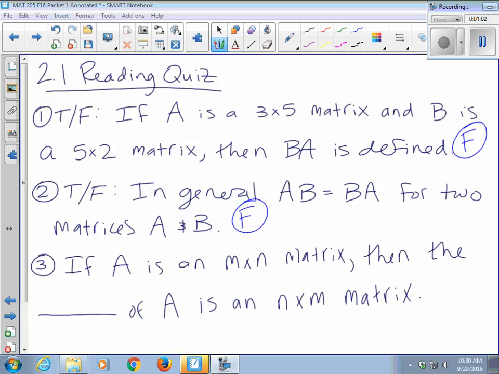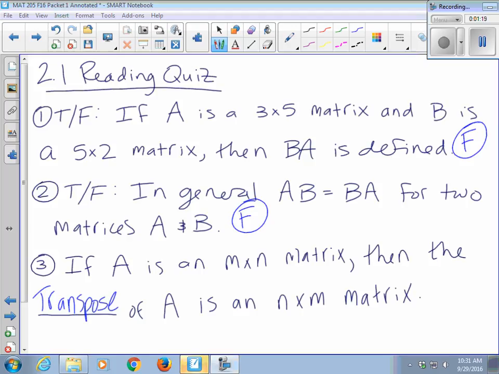Nick, what do you have there? Transpose. The transpose of a matrix switches the rows and the columns. Each row becomes a column, each column becomes a row.